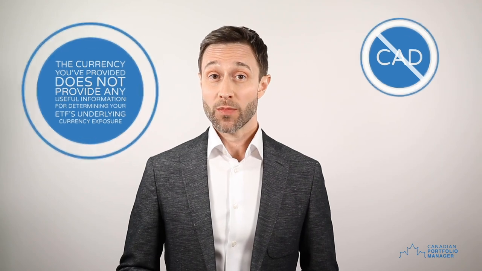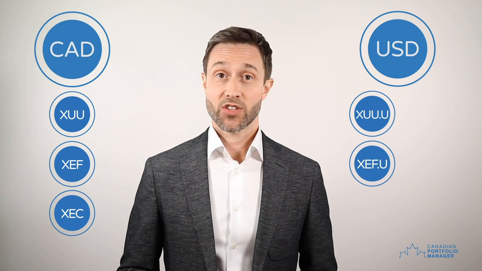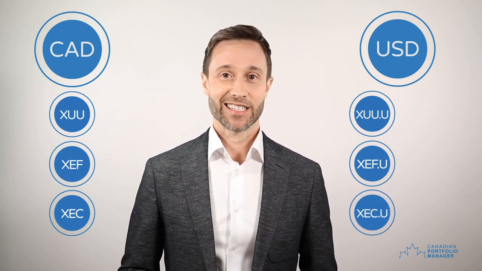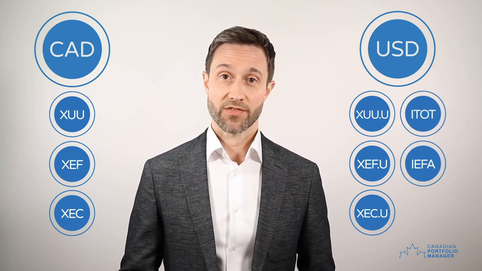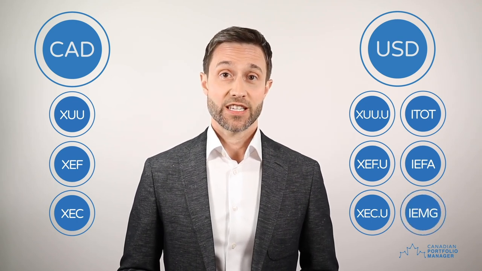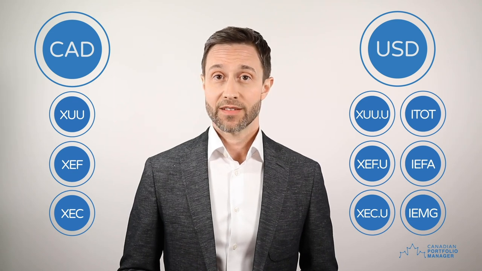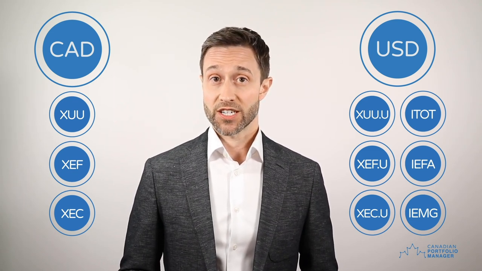There's one more type of foreign equity ETF I'd like to touch on before we go, and that's the .U ETFs. These .U funds are just another version of many of the existing ETFs that trade in Canadian dollars, such as XUU, XEF, and XEC. The only difference is they trade in US dollars under the ticker symbols that include a .U at the end. Examples include XUU.U, XEF.U, and XEC.U. Don't let the .U in the ticker symbols fool you, though. Similar to US-based ETFs like ITOT, IEFA, and IEMG, .U ETFs transact in US dollars, but once again, their underlying stock markets determine their currency exposure.